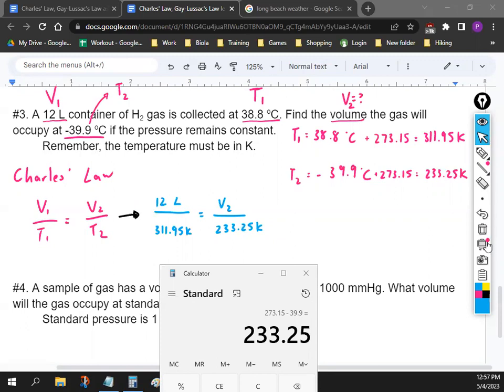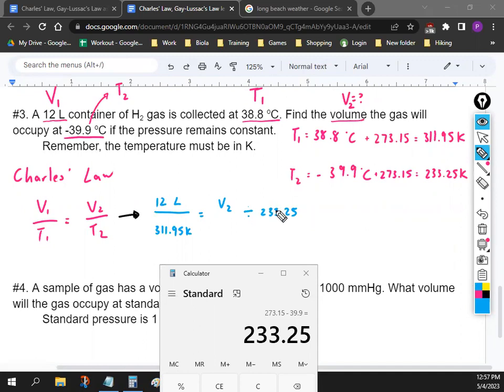Okay, so let's do the math, and I'll show you how to do that. What we want to do here is make V2 by itself, right? So we need to move this 233.25 Kelvin to the other side. The way we're going to do that is first we need to figure out what we're doing here in the fraction. Remember how we learned that it's top divided by bottom? So another way we can rewrite the right side is V2 divided by 233.25. Does that make sense?